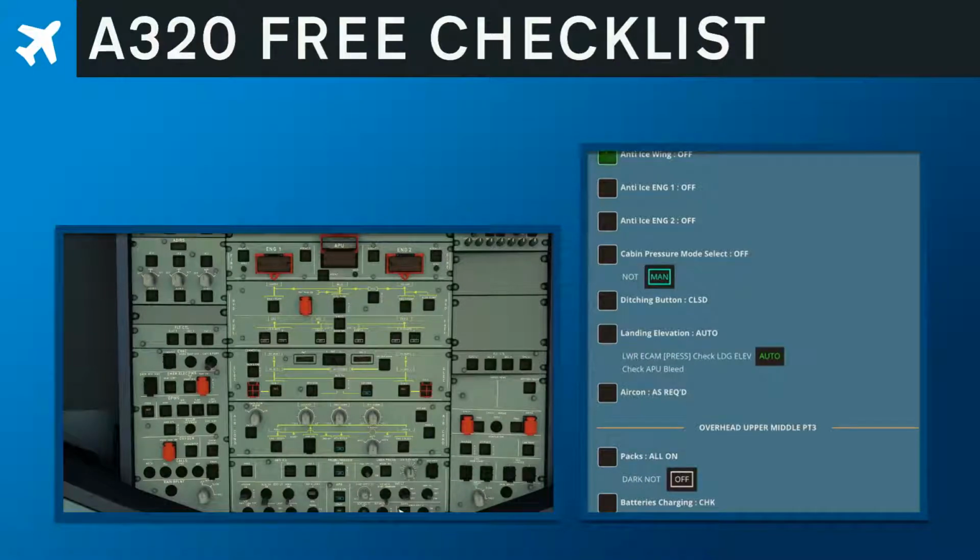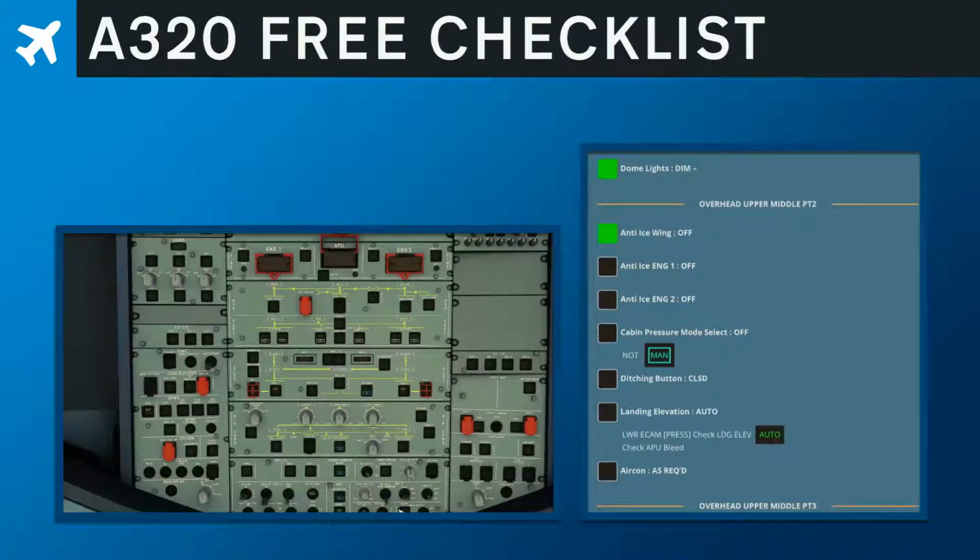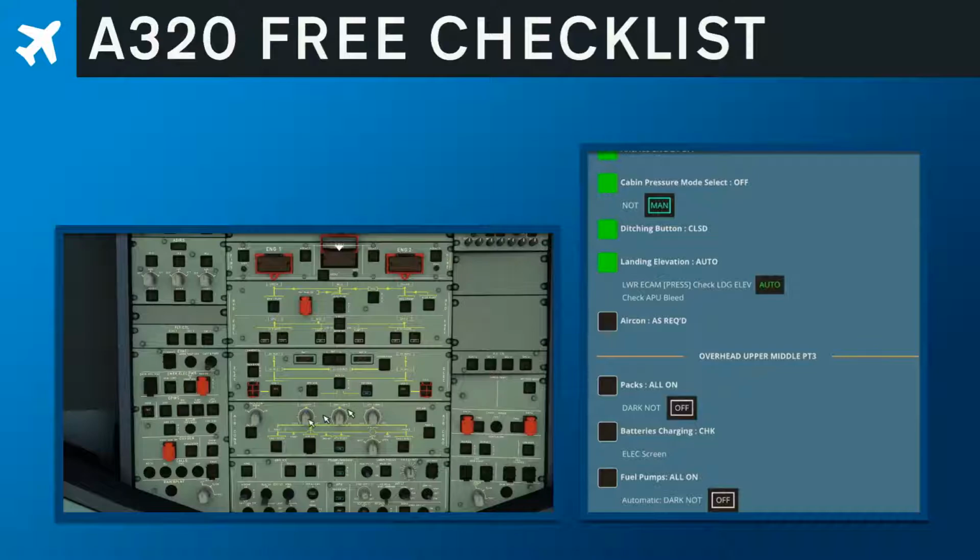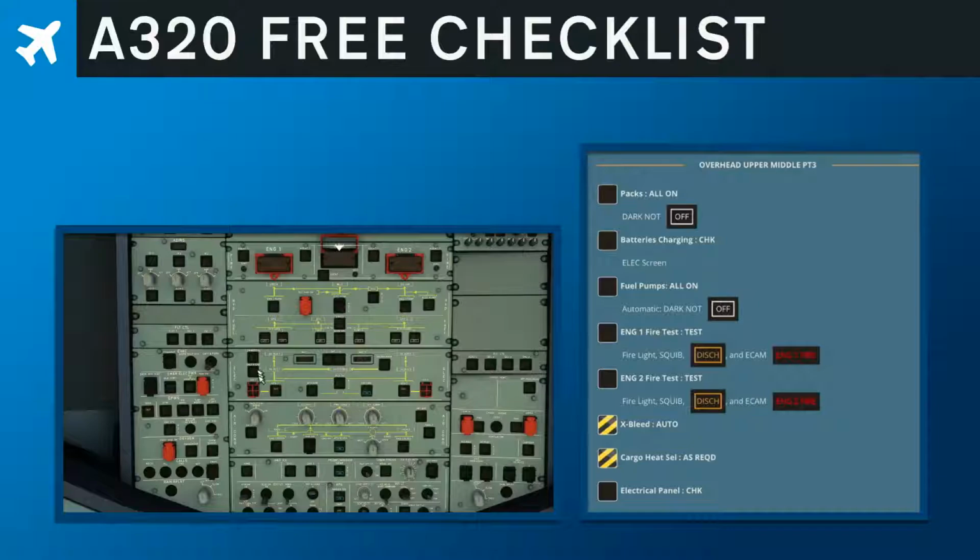Right, anti-icing is not required. We can basically go past that, and cabin pressure mode is off. So cabin pressure is off. Ditching is closed, and air conditioning is required. So we can have that a little bit cooler today on all three. Right, next is packs all on. So packs are on, that's those two buttons there.